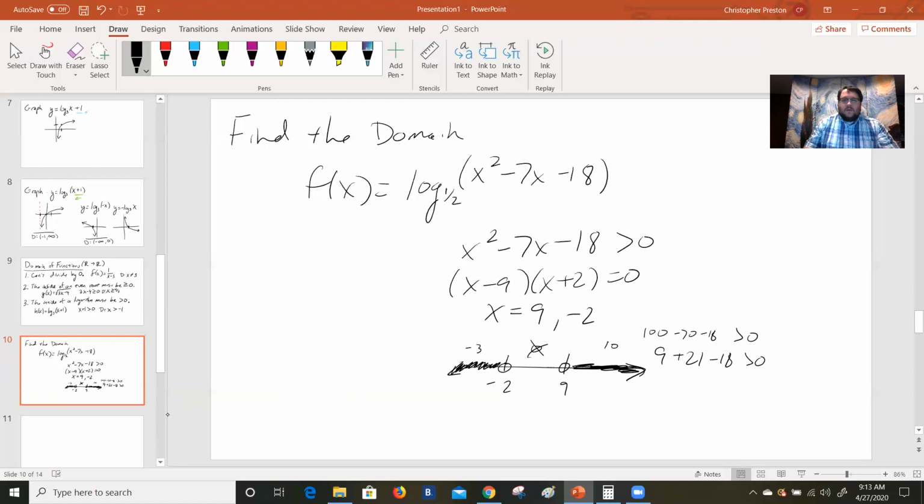So my domain is -infinity up to almost -2, union 9, just past 9 to infinity. So it can be complicated, but we've done those problems before. Just set it. The big thing is to know to set it greater than or equal to 0. Or sorry, not greater than or equal, just greater than 0, and work it out. So that's kind of the big thing with that domain.